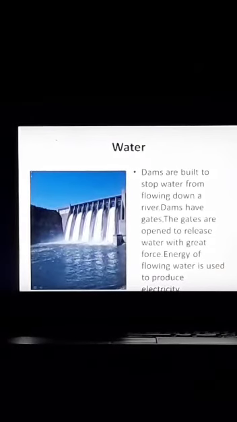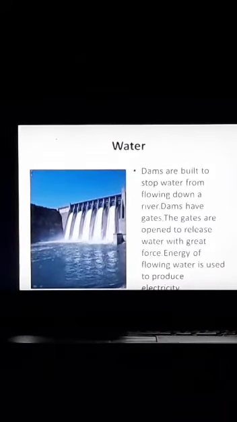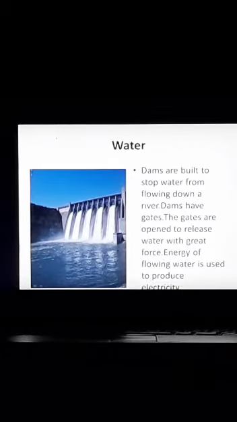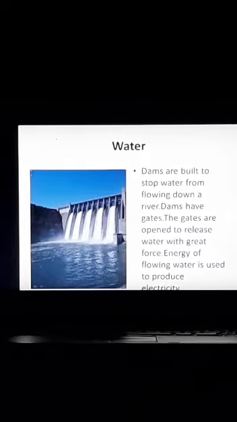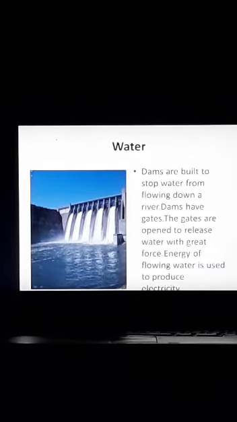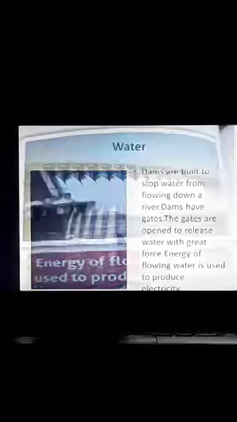Water is one of the most important sources of energy. Dams are built to stop water from flowing down a river. Dams have gates. The gates are opened to release the water with great force. The water falls down and turns the turbines to produce electricity. Does water become a source of energy? Look at the picture of energy of flowing water. Flowing water is used to produce electricity.